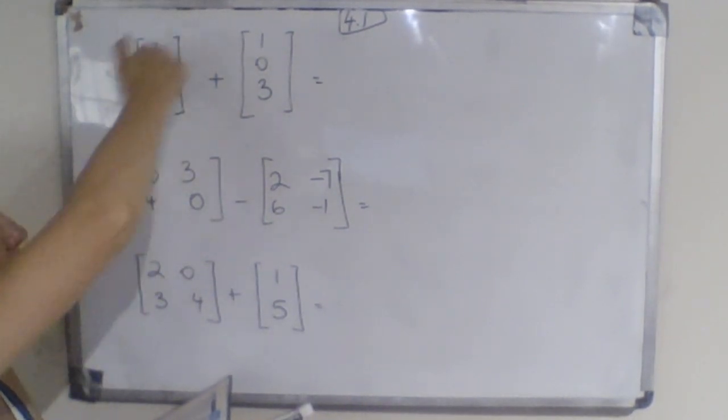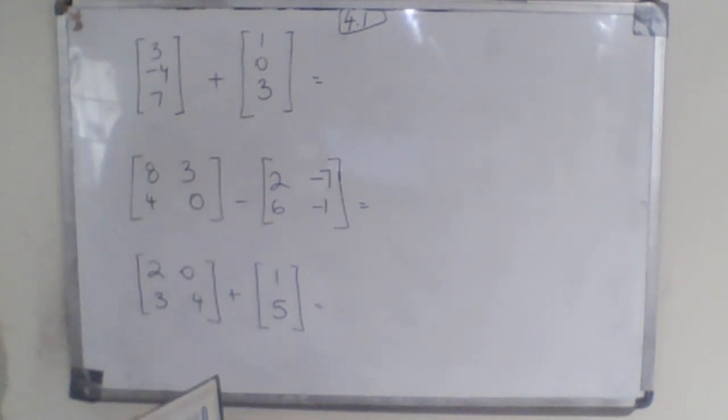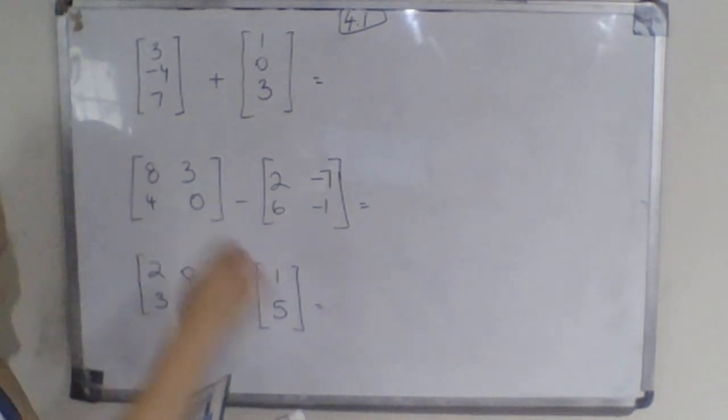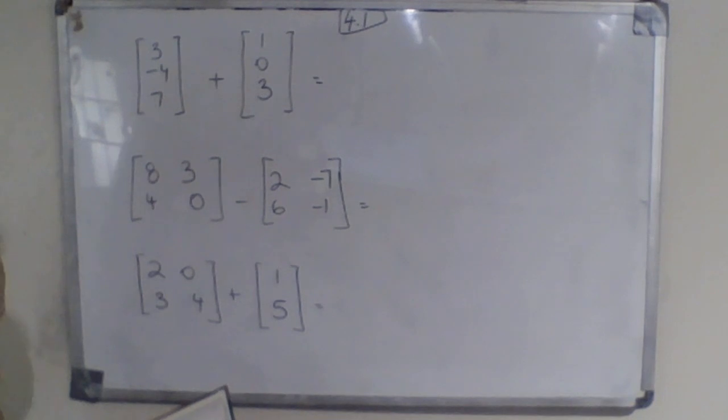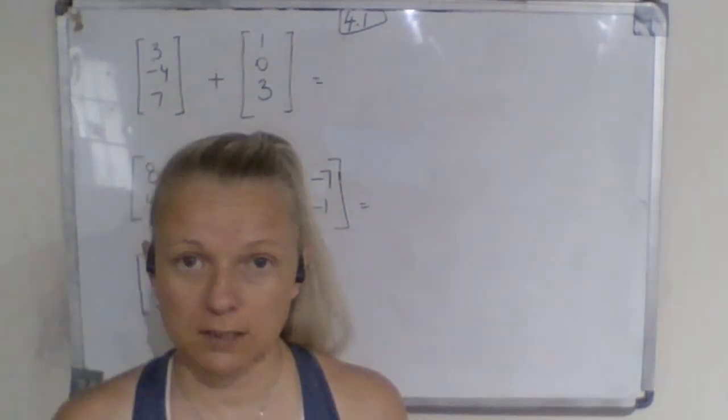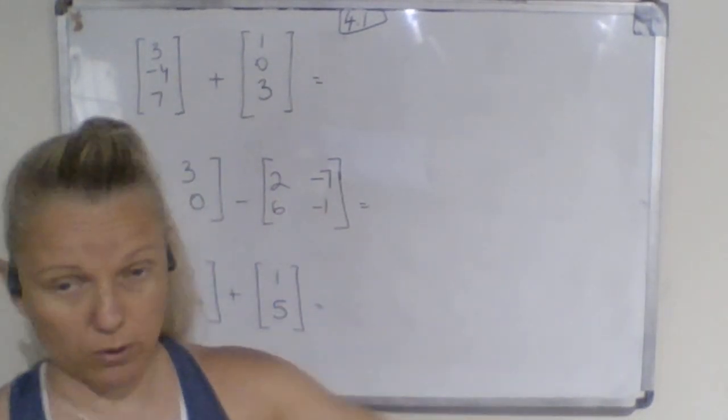One column, many rows. We have a square matrix, which means the number of rows and columns are equal. This is a 2 by 2. It could be a 3 by 3. It could be whatever. We also have a zero matrix, which means everything inside that matrix is 0. 0, 0, 0, 0, 0, 0, okay?